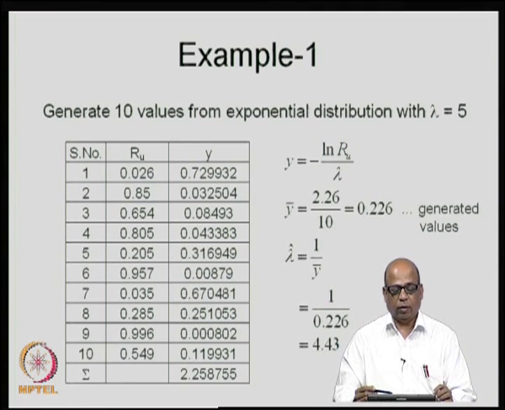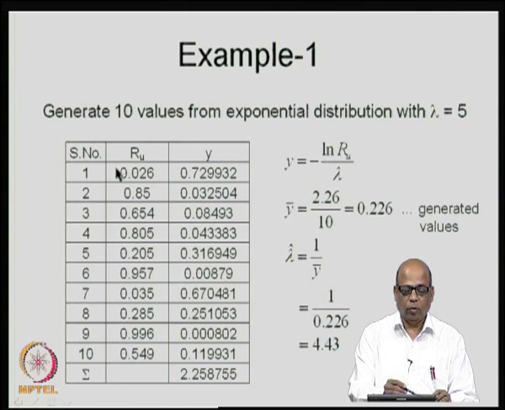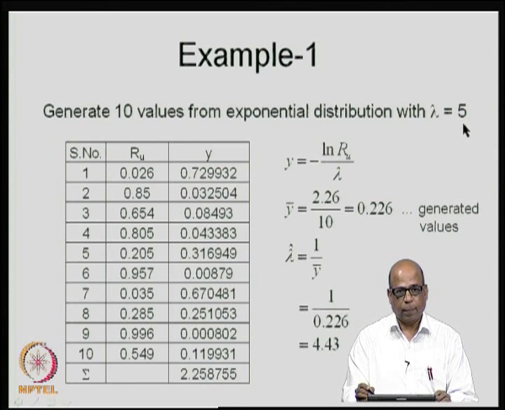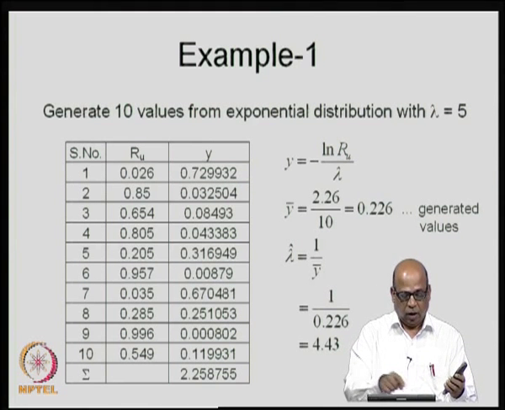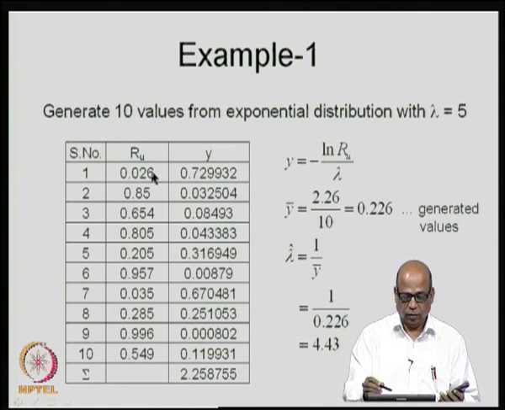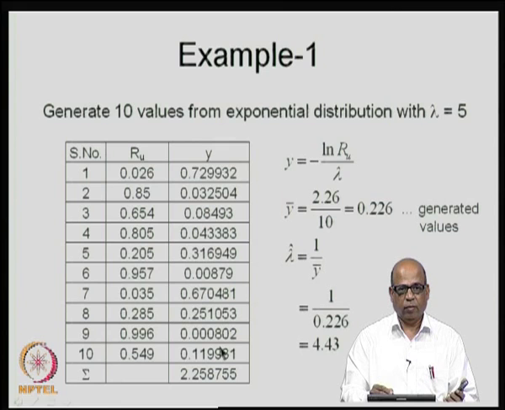Let us look at a simple example now. Generate 10 values from the exponential distribution with lambda is equal to 5. First, you generate one uniformly distributed random number. Let us say again we take a calculator and get this number, and if that number is 0.026, lambda is given, so you get y. Next time you generate another random number, as I mentioned, every time you take a new random number and generate the associated value of y. Like this you generate 10 values of y.